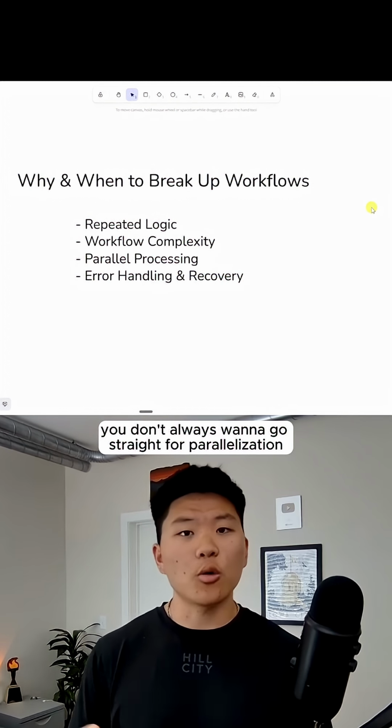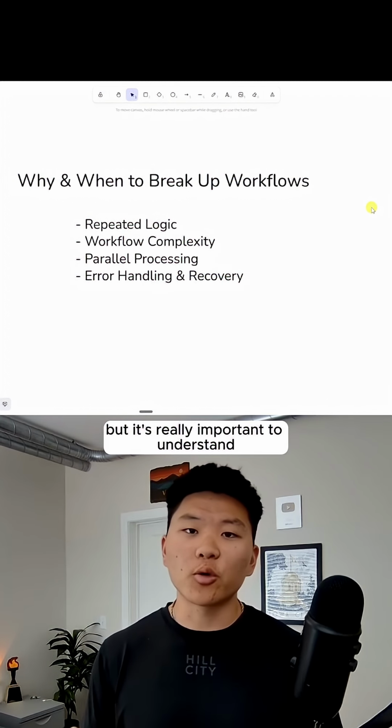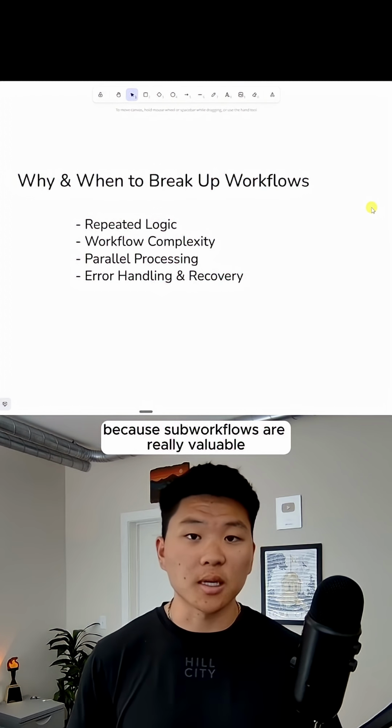And so clearly you don't always want to go straight for parallelization, but it's really important to understand still to use subflows because sub-workflows are really valuable.